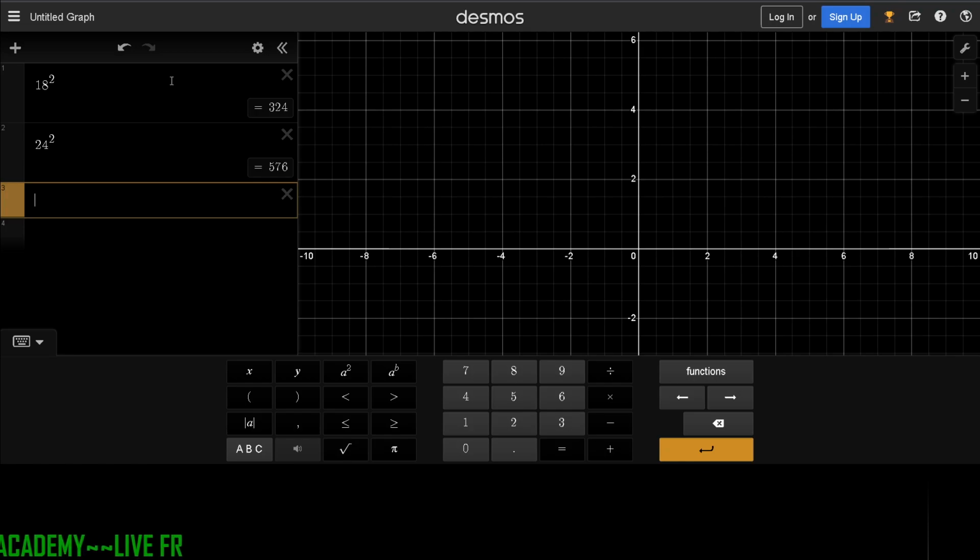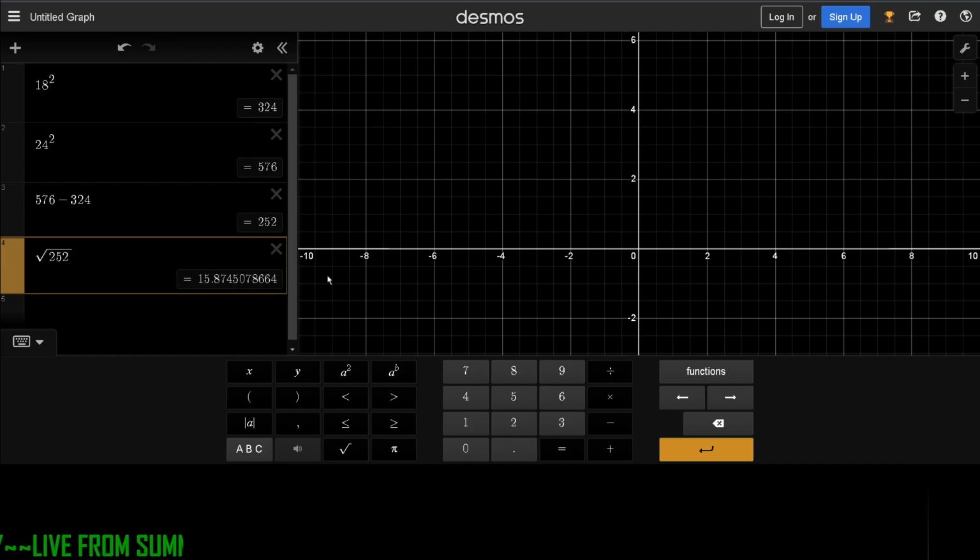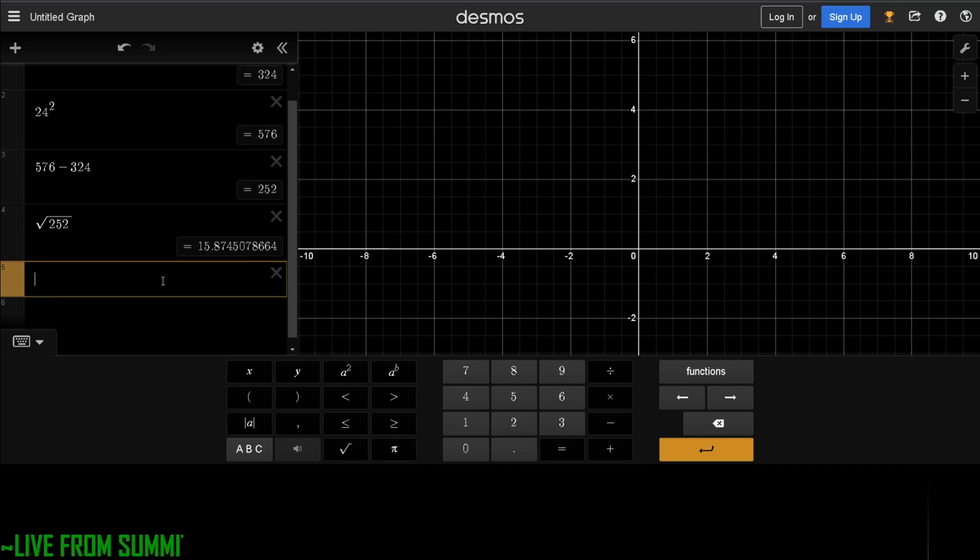576 minus 324 gives me 252. And then I take the square root. So the square root of 252 is going to be that amount. What you can do is, if I need to round to the tenth, is that what it is? Round to the hundredth. So then I hit enter.